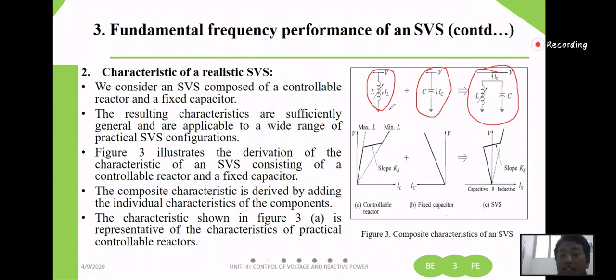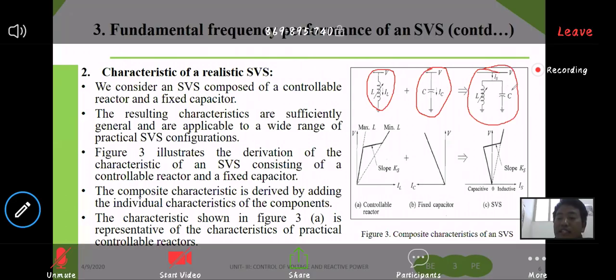So when you combine the reactors and then capacitor, you will get one device which is known as SVS, static var system. Here I have mentioned that the reactor is controllable, which means we can change it, and the capacitor we have just kept fixed. A capacitor bank we will normally find as a fixed one, and reactors it depends. Sometimes the load is also a reactor. So when you combine these, you will get one device.